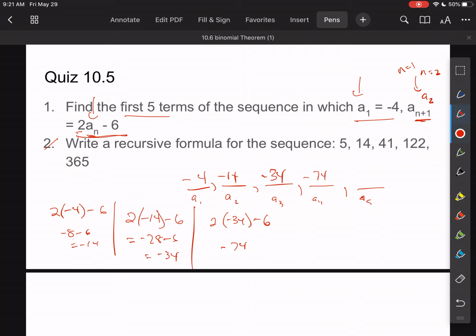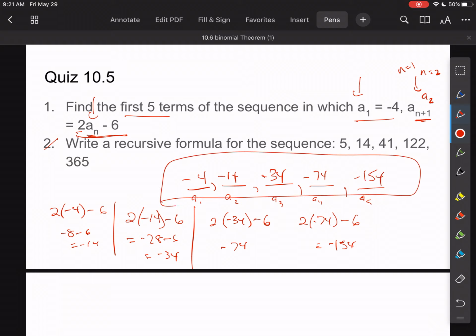Okay, so then I plug that guy in. 2 times -74 minus 6. When I do that out, I get -154, and I am done. Okay, so be comfortable finding the first 5 terms of a sequence given a recursive formula.